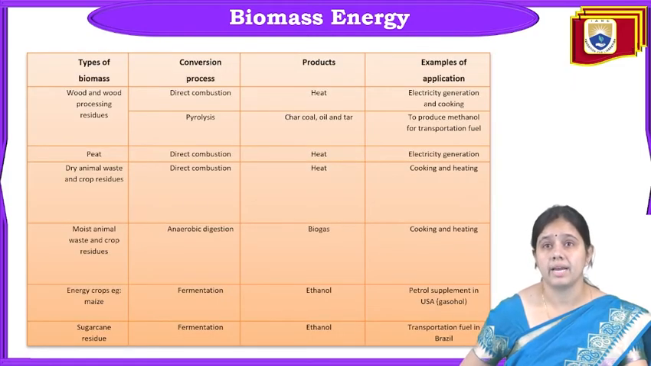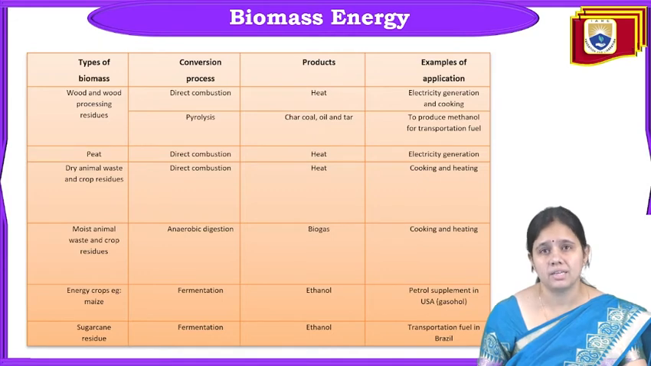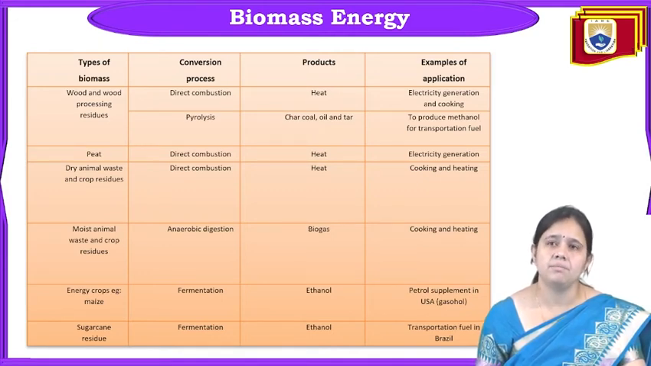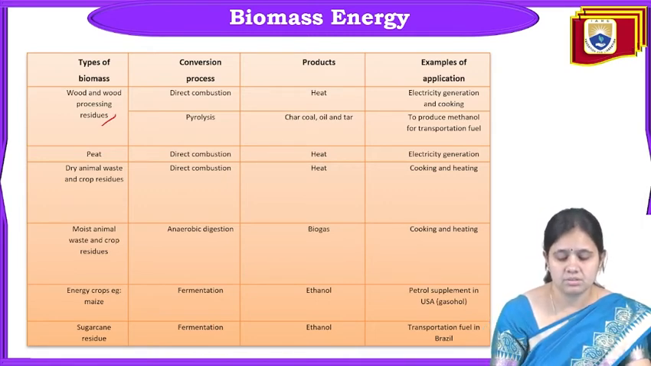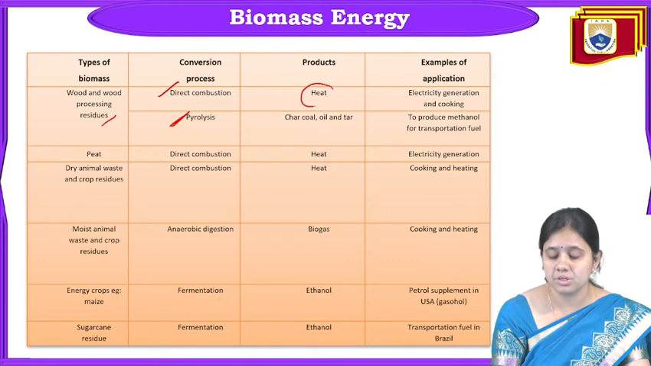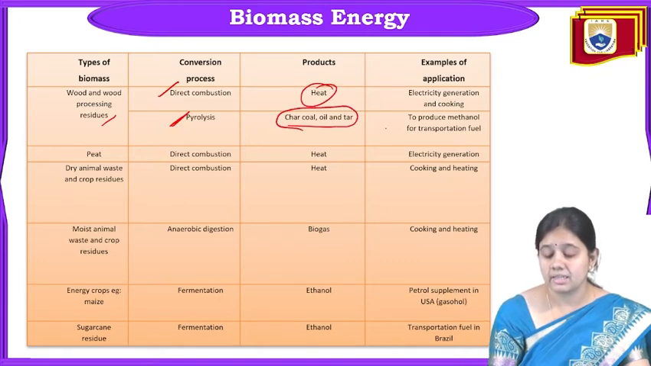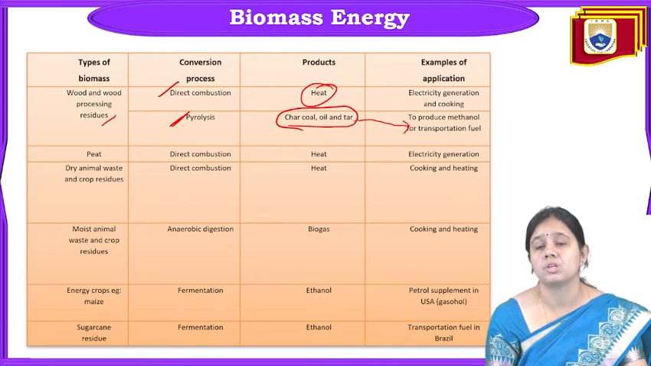Now we come to the energy produced by biomass: the types of biomass, their conversion processes, the products developed by the conversion process, and examples of biomass energy in daily application. First is the type of biomass: wood and wood processing residues. By direct combustion and pyrolysis, heat is produced, along with charcoal, oil and tar, which we utilize in the production of methanol and transportation fuel. The heat is utilized in the generation of electricity and cooking.